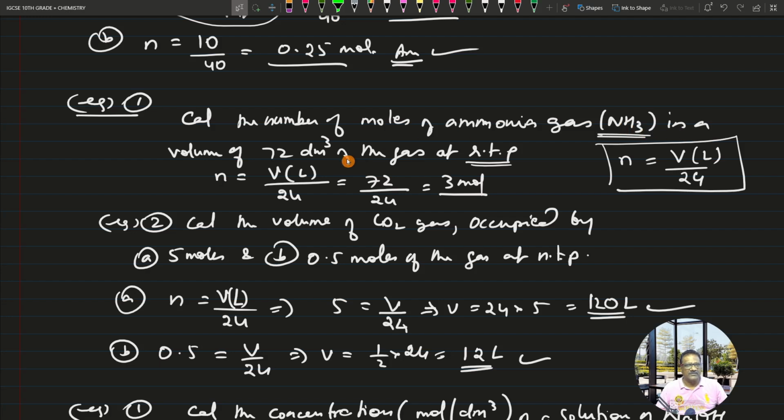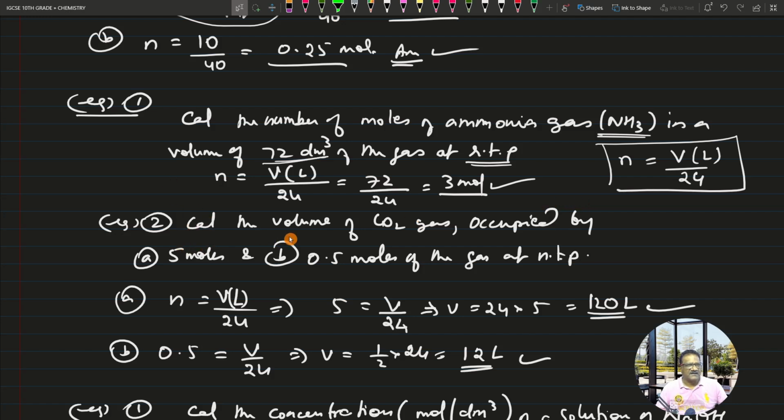And the volume in liters is already given to you. It is 72 decimeter cube. And I told you decimeter cube and liter is one and the same. So volume will be 72 divided by 24 is already there in the formula. 72 divided by 24 works out to 3. So it is 3 moles.